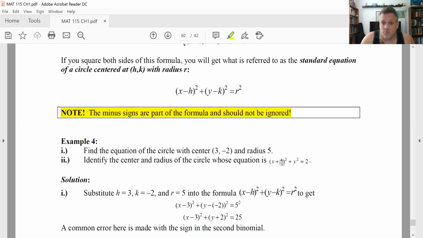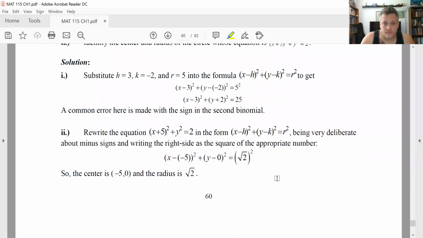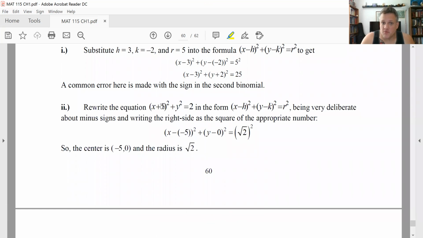So when I have x plus 5 squared, I want to write that as quantity x minus something squared. And same way here, I want to rewrite y squared as y minus something quantity squared. And I need to write the right-hand side as something squared, right? Because it's r squared. So to do that, notice that x plus 5 squared is just x minus a negative 5 squared. So the double negative produces that plus.